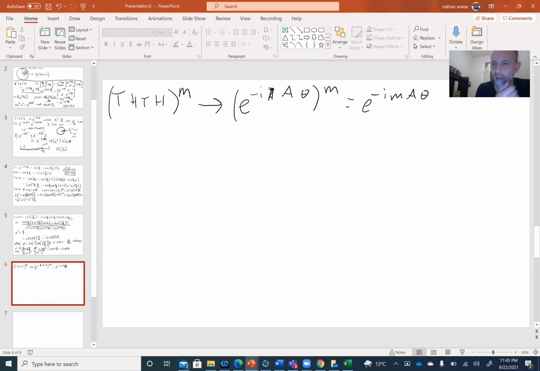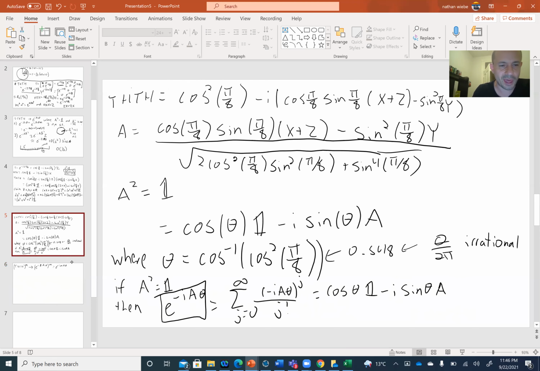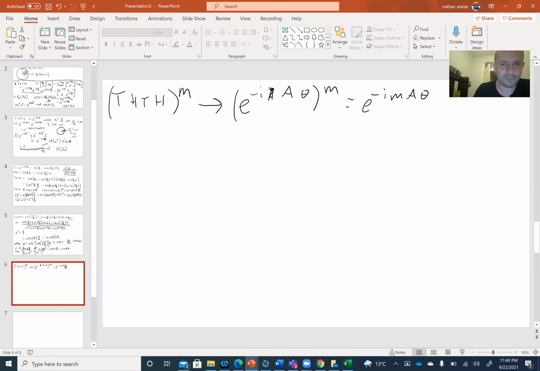All right, and why is this relevant? Well, this is really important because of the values that we end up getting over here. Because of the same expansion that we had before, this is equal to cosine theta I minus I sine theta A, times m here inside the sine.